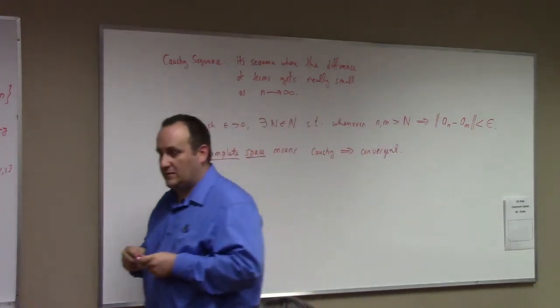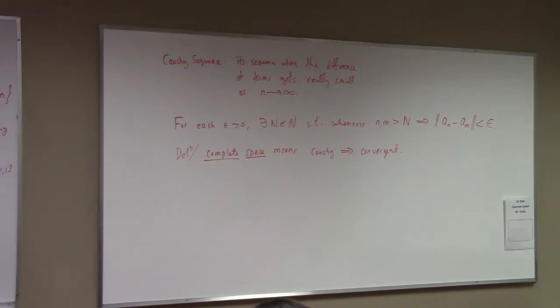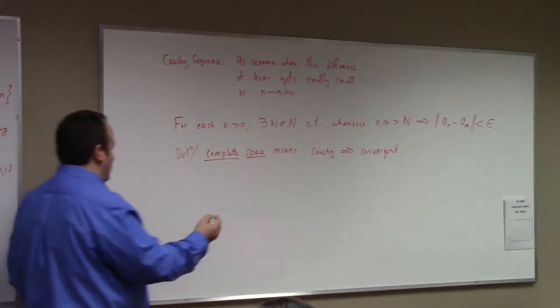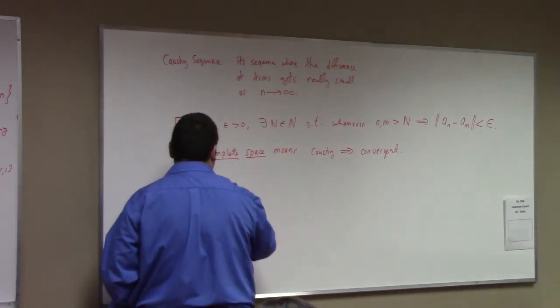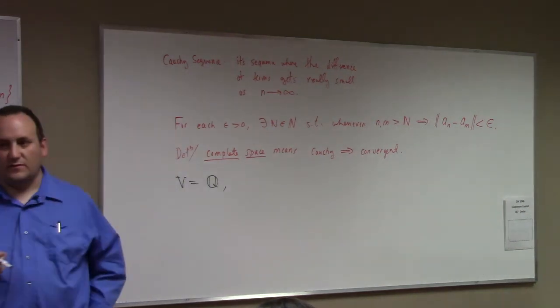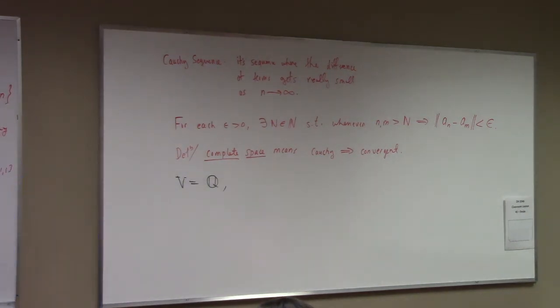So the quintessential example of a space which is not complete would be the rational numbers. For example, V equals the rational numbers. Can you guys tell me a sequence of rational numbers which converges to something which is not rational?